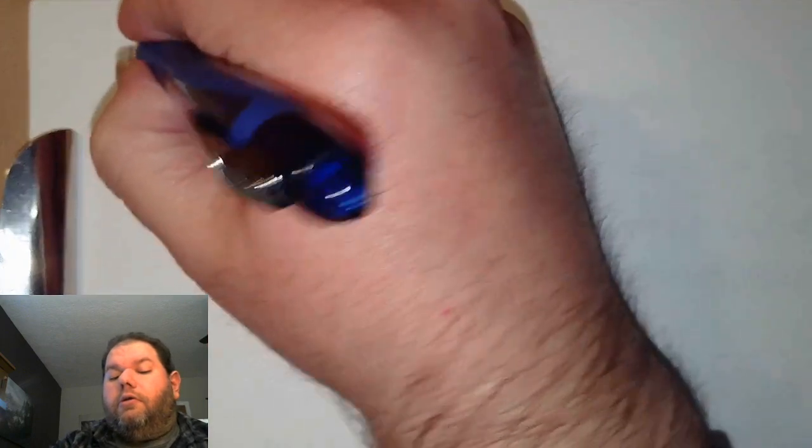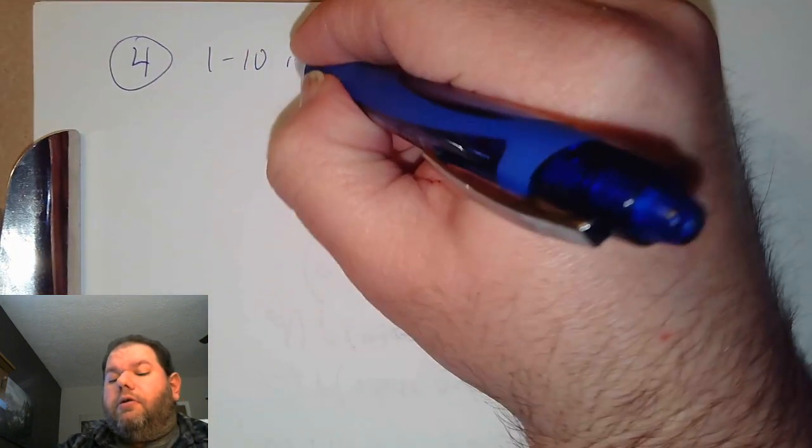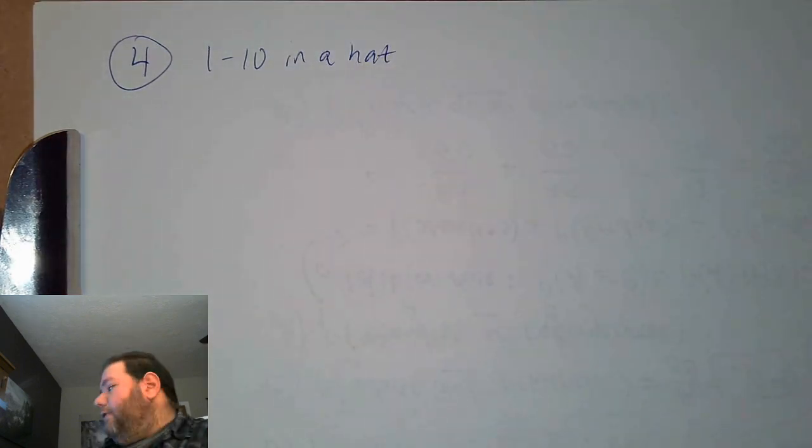Moving on to problem 4. So we're selecting numbers at random from a hat, 1 through 10. And we have 3 different events that are defined.